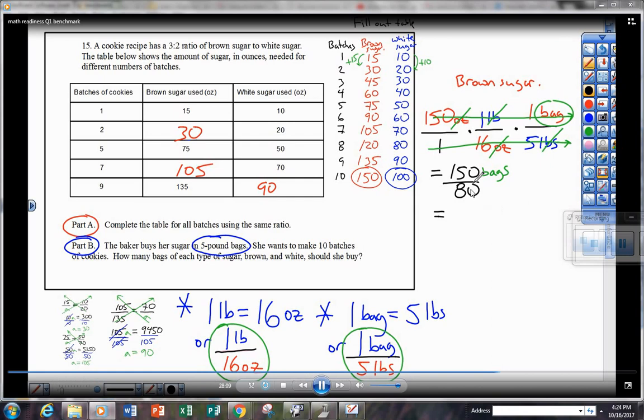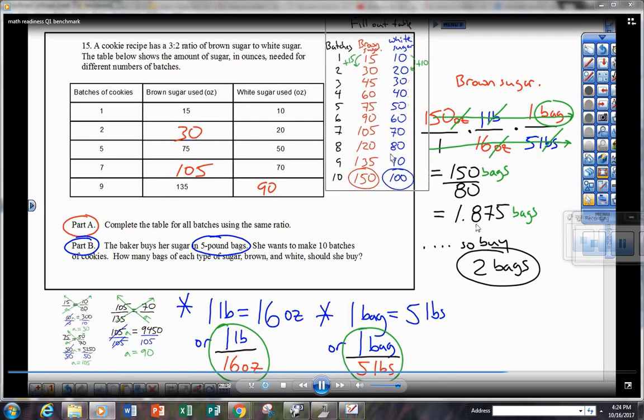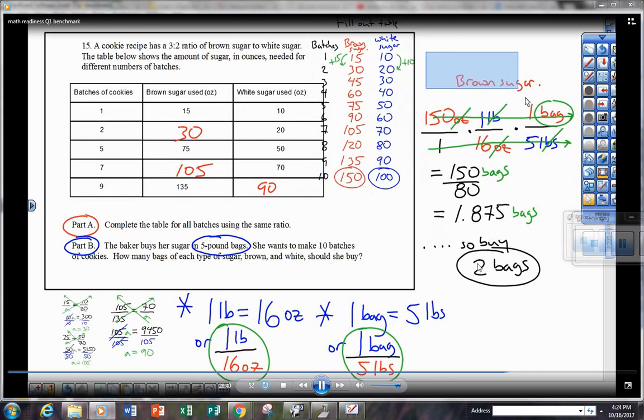So 150 over 80, if I divide that in my calculator, top number first divided by 80 second, I get 1.875 bags. Of course, you're not going to buy part of a bag. You're going to be forced to buy the nearest whole number rounded up. So 1.875 bags means I need to buy at least 2 bags to cover what I need. Don't want to buy 3 because that would be just a waste. Don't want to buy just 1, that would be not enough. So 2 will cover it.